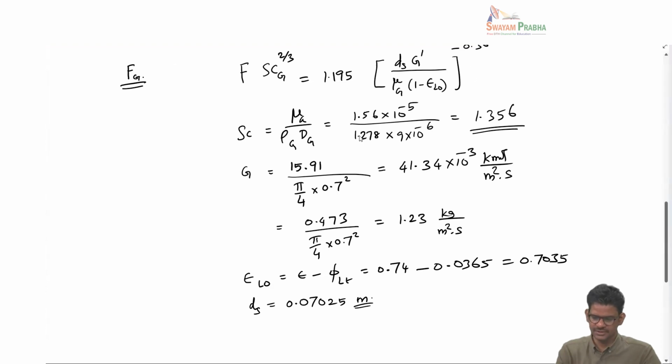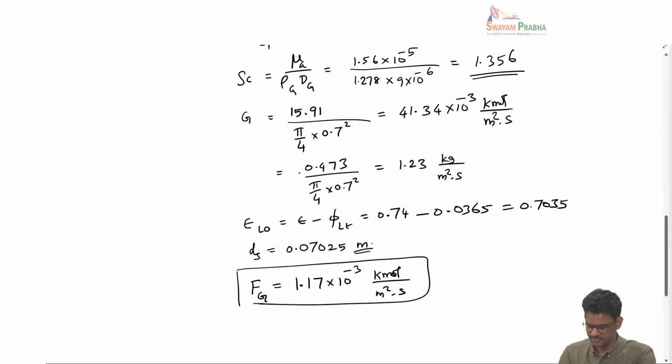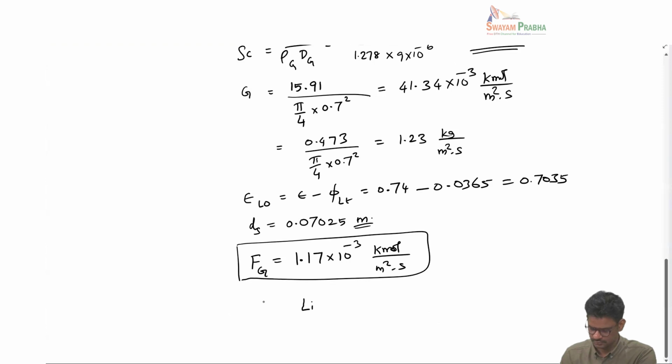So you can substitute for this and then get, it should be like this. If you substitute all this, you'll get Fg as something like 1.17 into 10 power minus 3 in the units of kilomole per meter square second. Now let's find out the liquid side mass transfer coefficient.